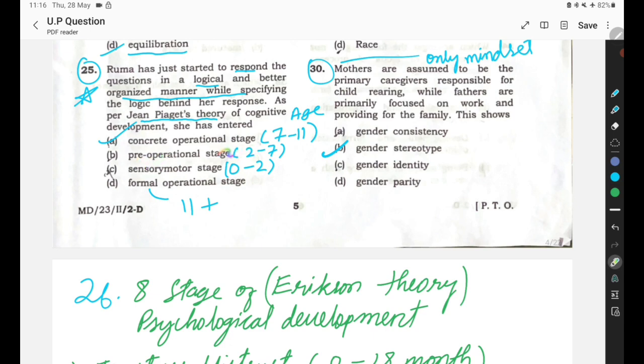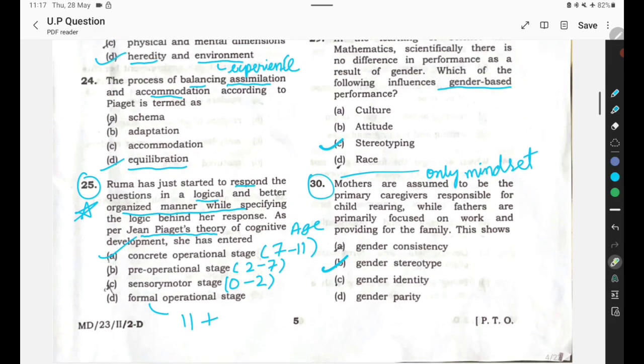So I have been explaining the other options also, so that you will understand what they are. Pre-operational stage, that means 2 to 7. Sensory motor stage, 0 to 2. From 0 to 2 age they can just sense, okay? They won't know what is logic or anything. So they just sense. That is called the sensory motor stage. And the formal operational stage is 11 plus, okay? Adolescence, 11 plus.